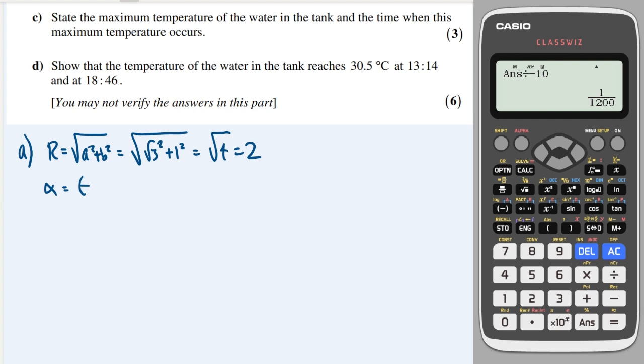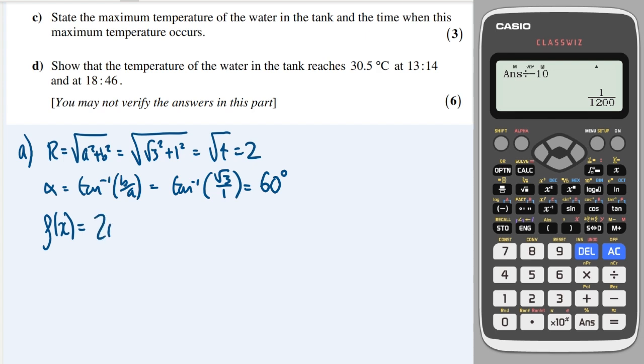And alpha is always equal to tan to the minus 1 of b over a. So in this case, that is tan to the minus 1 of root 3 over 1, which is tan to the minus 1 of root 3, which is, in degrees, 60. So therefore I can write that f of x is equal to 2 cos (x minus 60).